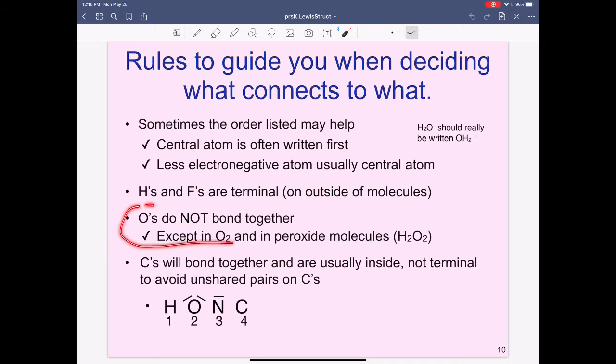And here's a big one. Oxygens do not bond together, except of course in the molecule O2, and except if you're told the molecule is a peroxide molecule. Then the oxygens will bond together, but generally, you do not want to connect oxygens in your Lewis structures. Carbons love to bond together. Again, love. They don't really love anything, but they'll be on the inside and not terminal atoms, and this is done as a way to avoid unshared pairs. We'll look later at formal charge that will explain that.